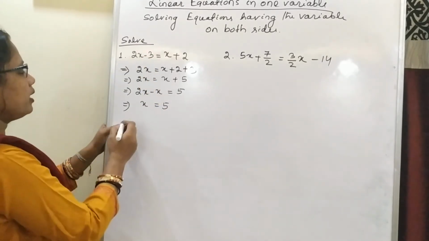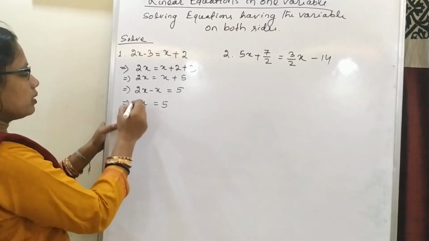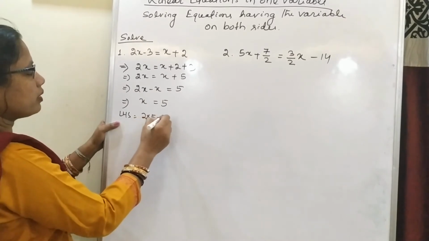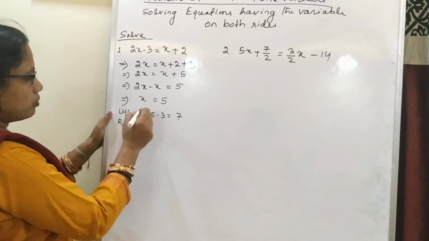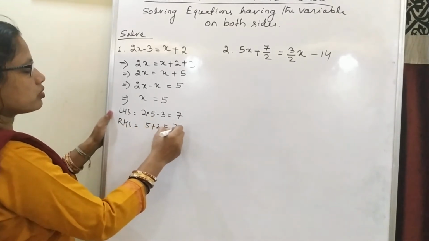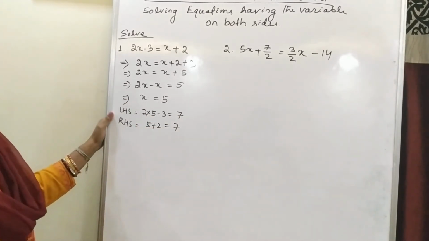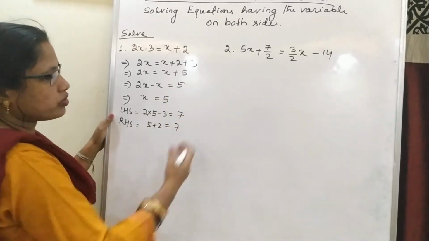So you can check it. LHS, that is 2 multiplied with 5 minus 3, is equal to 7, and RHS is equal to 5 plus 2. This is also 7. So LHS is equal to RHS. So next come to the second question.